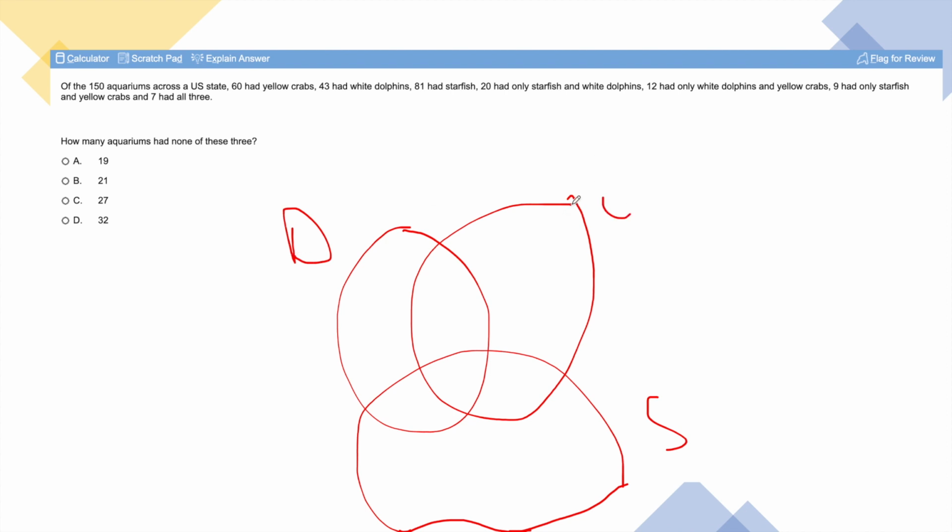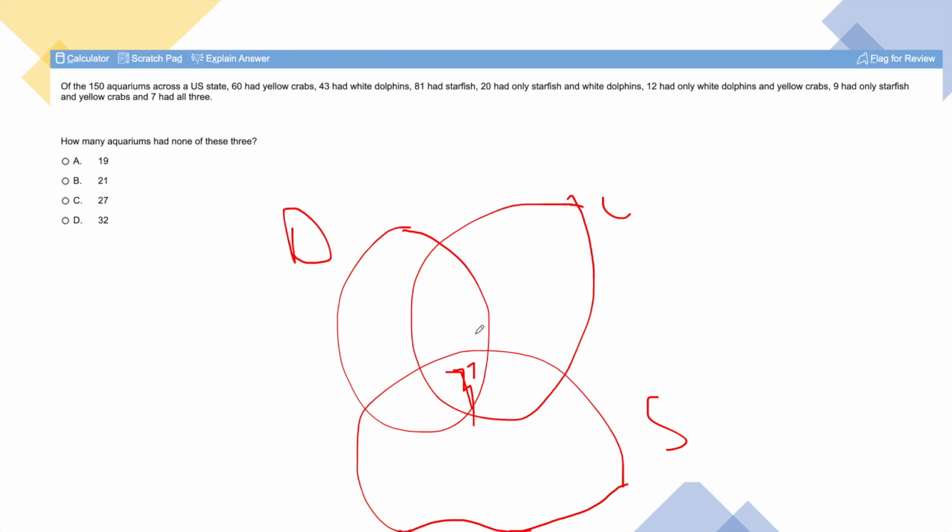Okay, so starfish, dolphin, crabs. So we know 7 had all three. Now, in Venn diagrams, we'd usually be very careful here. We usually fill in the middle number first, and from the information they give us, we take away this number from the number that they've given us. So for example, let's look at dolphin and crabs. We know that 12 had only white dolphins and yellow crabs, so usually we would do 12 minus 7 and put 5 in here. The same for this, same for this. So we'd put 9 minus 5 is 4 for starfish and crabs. Starfish and dolphins, we put 9 minus 7 is 2. Starfish and dolphins, we'd put 20 minus 7 is 13. So yeah, 5 here.